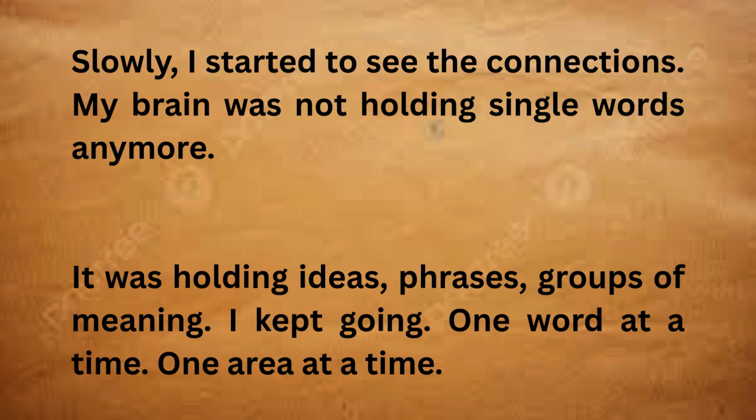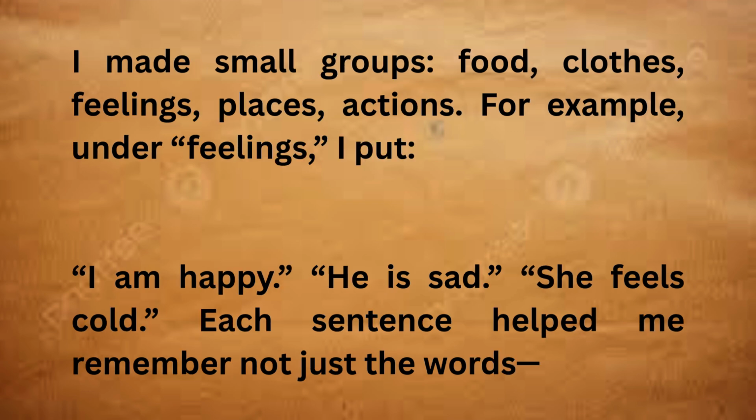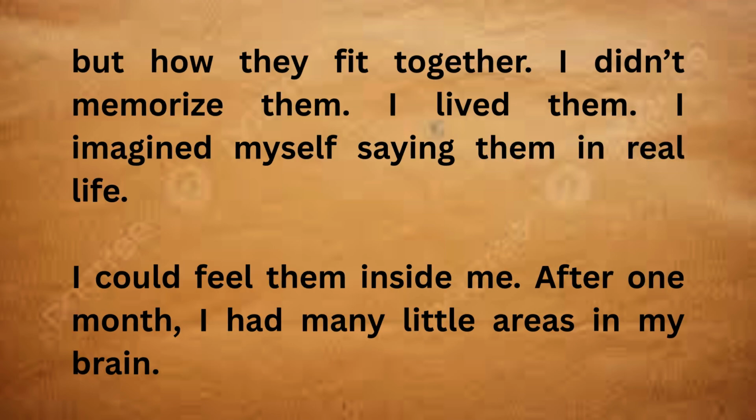My brain was not holding single words anymore. It was holding ideas, phrases, groups of meaning. I kept going, one word at a time, one area at a time. I made small groups: food, clothes, feelings, places, actions. For example, under feelings, I put "I am happy. He is sad. She feels cold." Each sentence helped me remember not just the words, but how they fit together. I didn't memorize them. I lived them. I imagined myself saying them in real life. I could feel them inside me.